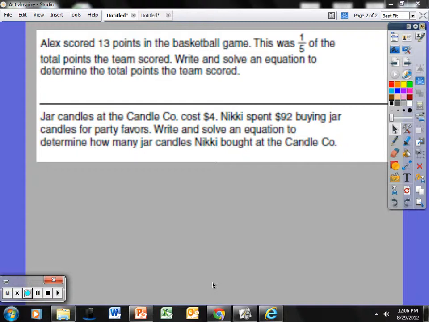I just want to talk about taking a story problem and both writing an equation for that story problem and also then solving that equation. So I have two examples here. I'm going to start with the first one.